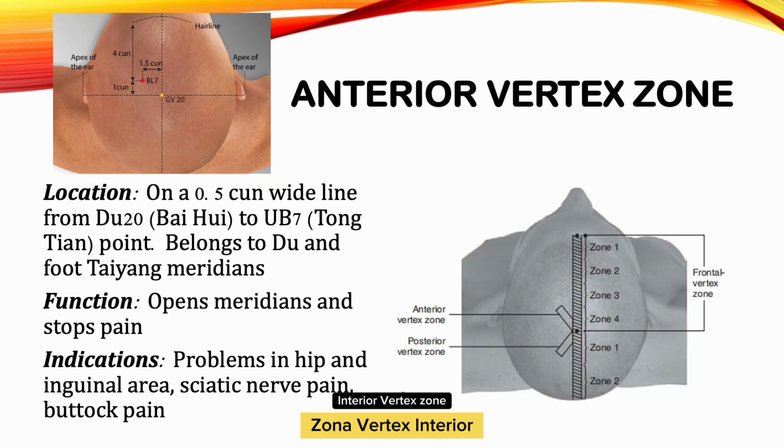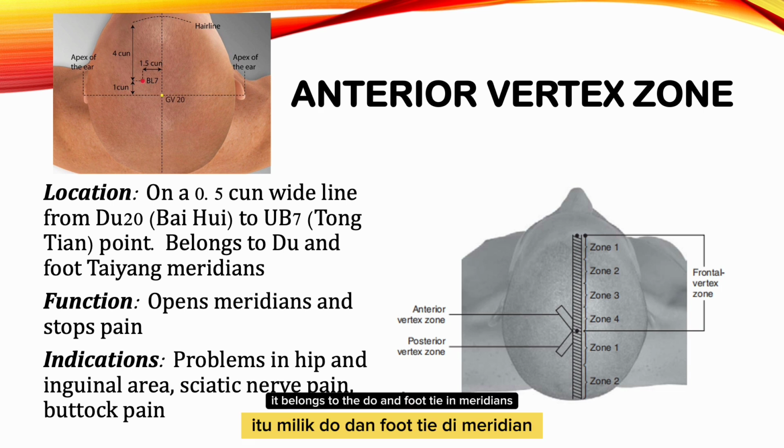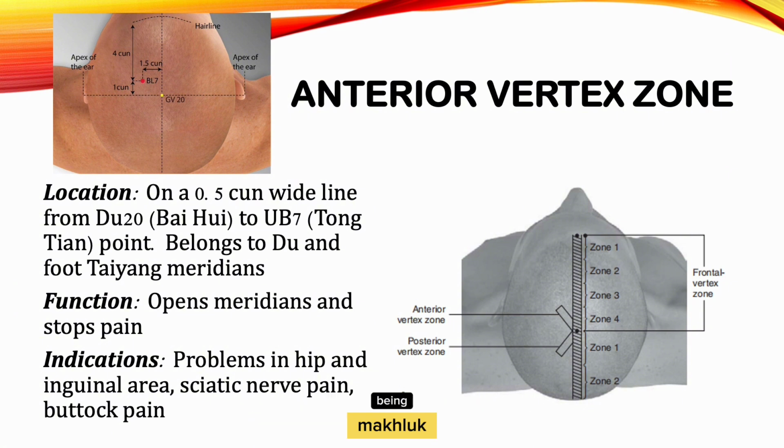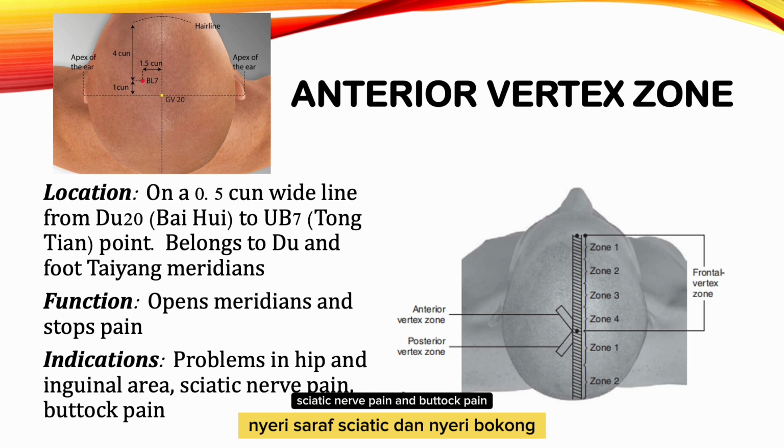Anterior vertex zone. This zone is located on a 0.5 cun wide line from Du-20 to Bladder 7. It belongs to the Du and Foot Taiyang meridians. Opens the meridians and stops pain. Used to treat problems in the hip and inguinal area, sciatic nerve pain, and buttock pain.